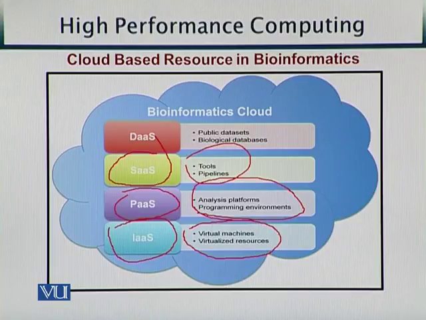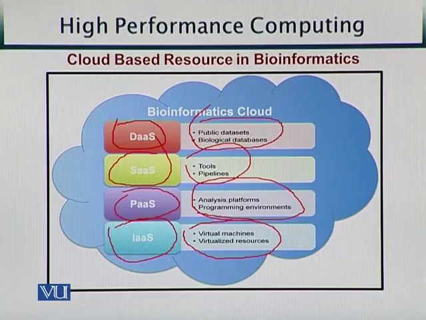At the fourth level, we have DaaS, data as a service. These are data related to some specific domain. In our particular domain, we have public databases such as biological databases, GenBank, Protein Data Bank, and so on. This data is being shared among different nodes. Nodes are basically computers which are part of a cloud. So this data is shared among different nodes using the DaaS architecture.